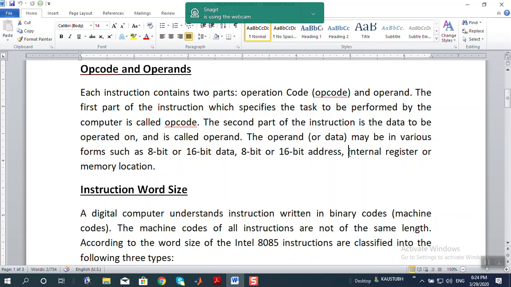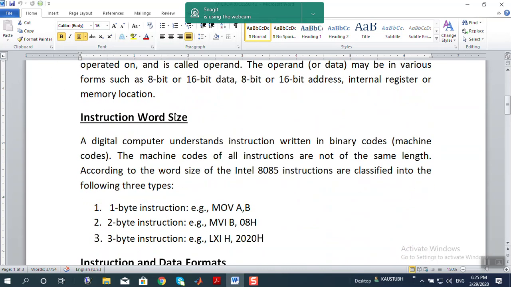Or sometimes the data can reside within a register of the microprocessor. So that register where your particular data is present can also be considered as an operand. Or sometimes your data can be inside some memory location. Then that memory location where your data is present can also be considered as the operand. So I hope this opcode and operand is clear to you.